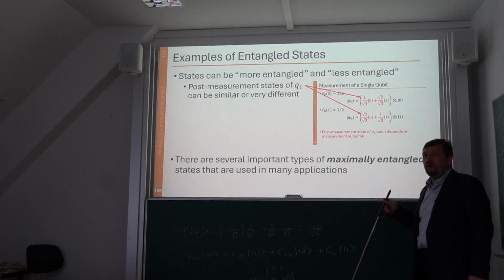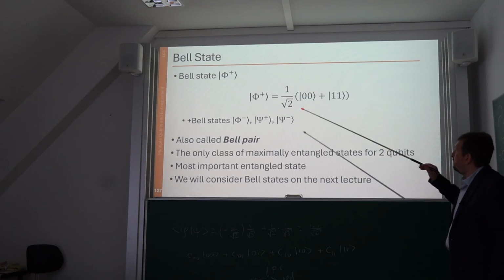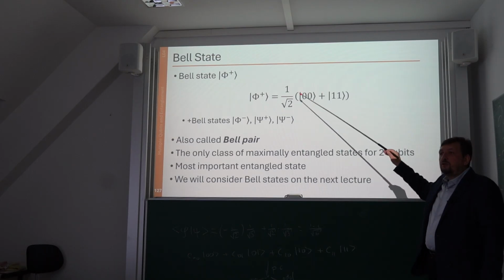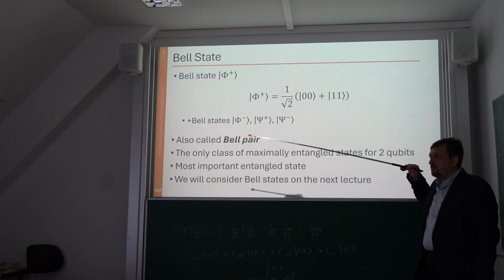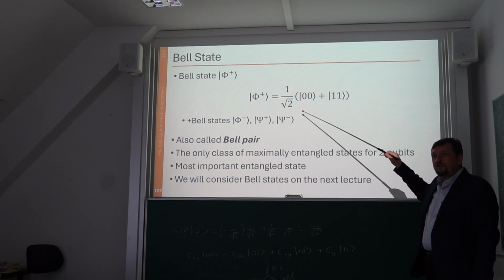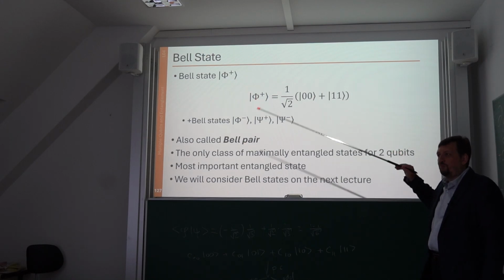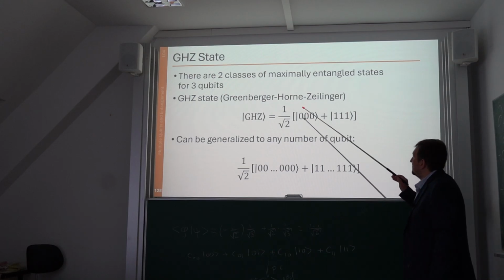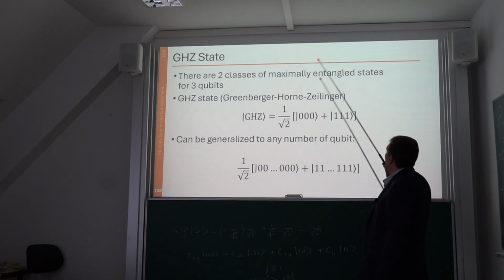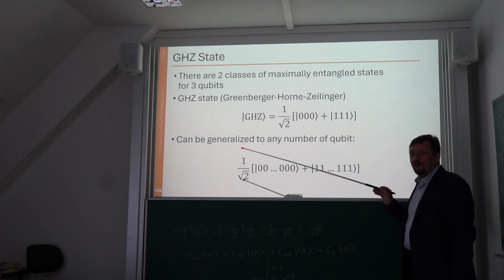And there are several important maximally entangled states. One state is the Bell state or Bell pair. This is the most important state in quantum physics. It's used everywhere, and we will consider this state next lecture. We'll devote the whole lecture to the properties of this state. Another state is the so-called Greenberger-Horne-Zeilinger state, GHZ.